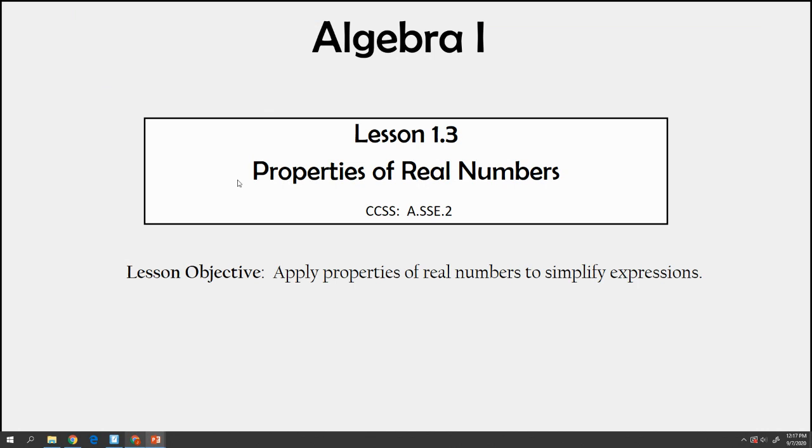Okay, everybody, we're going to begin lesson 1.3 today on properties of real numbers. Our objective is to be able to, number one, identify these properties, understand what they are, and understand how they're used, and also be able to use them to help simplify some expressions.